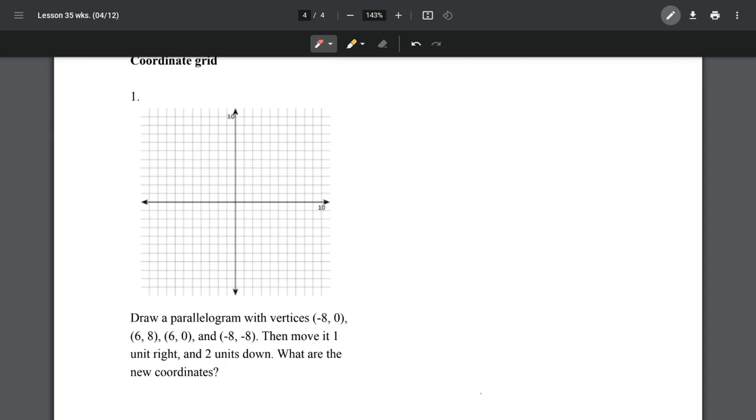We're asked to draw a parallelogram with vertices at these points, then move it 1 unit right and 2 units down. What are the new coordinates? Okay, so we have to find the new coordinates. So go ahead and plot them on the coordinate grid. And then what we're going to do is, we have to move 1 unit right and 2 units down, right? And so whenever we're moving left to right, we're moving on the x-axis. Whenever we're moving up and down, we're moving on the y-axis.